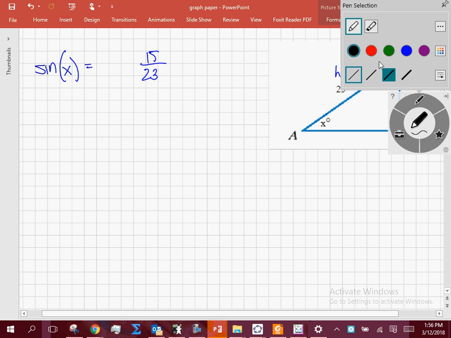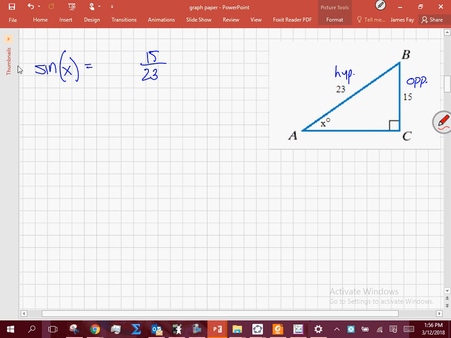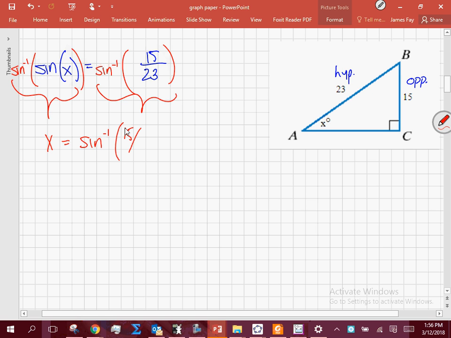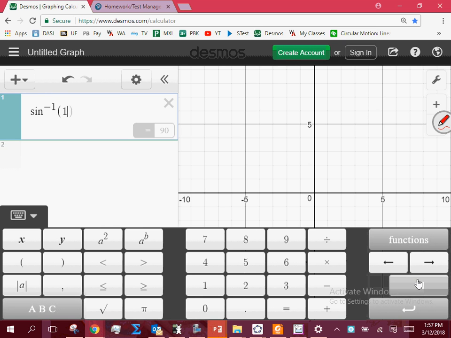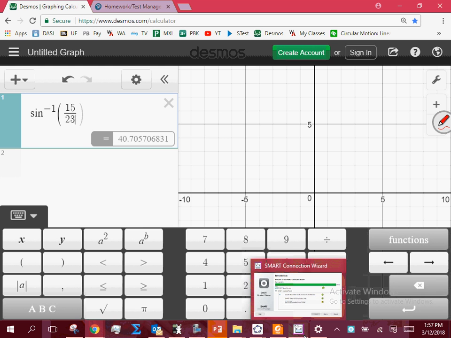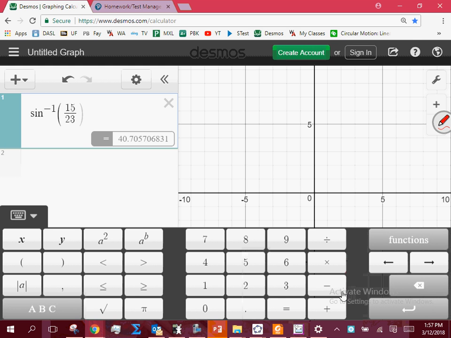So if I'm trying to solve for x, I'm going to take the sine inverse of this side, and then I'll take the sine inverse of this side. What's that going to give me over here? Just x. And this side here is, just type in sine inverse of 15 over 23. And that will give me the angle. Let's do it this way: 15 divided by 23. There's my angle of 40.7 degrees. Is that something we can do?